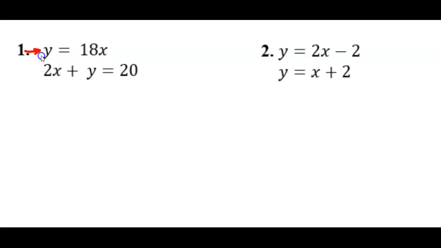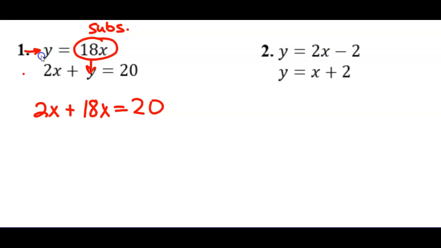Well, we are going to use substitution. We're going to substitute 18x in for this y. We're going to replace that y. Notice how the arrow completely covers the y? I'm going to now rewrite this second equation. 2x plus, what's going to replace the y? 18x equals 20. So I completely took out the y and I put this expression that is equal to y in place of that y.